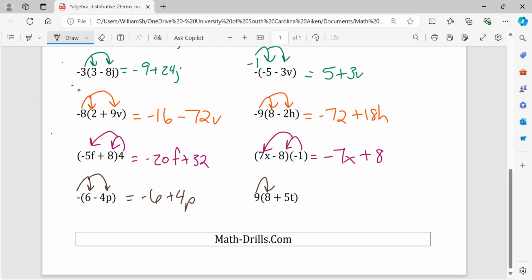Last but not least, I have 9 parentheses 8 plus 5t. I'm distributing the 9 to both of these terms. 9 times 8 is 72. 9 times 5t is 45t. And there we have it.